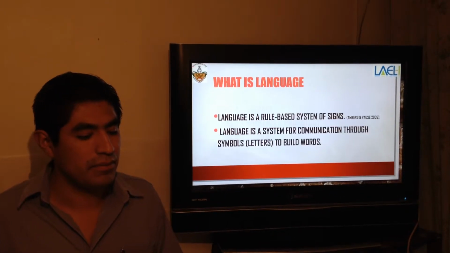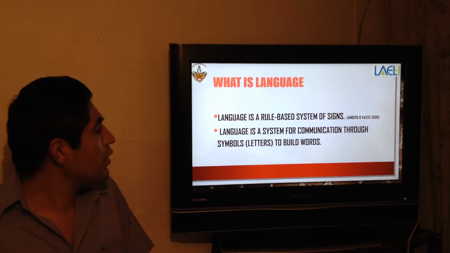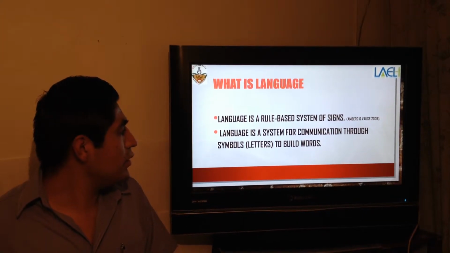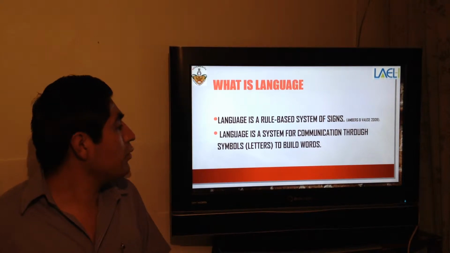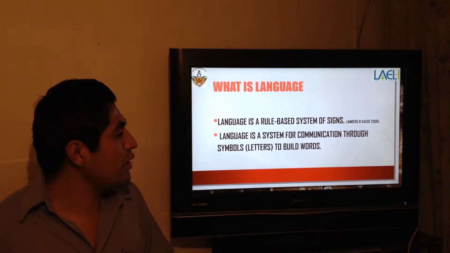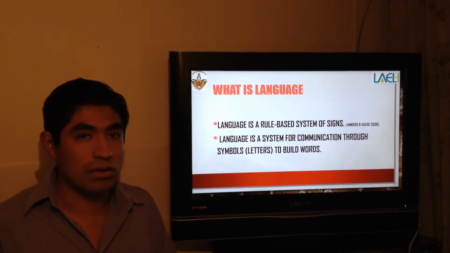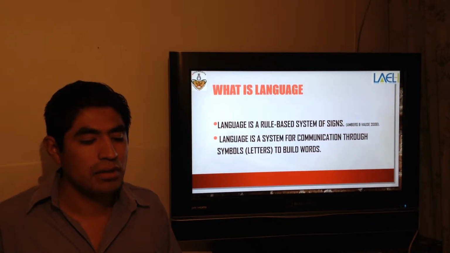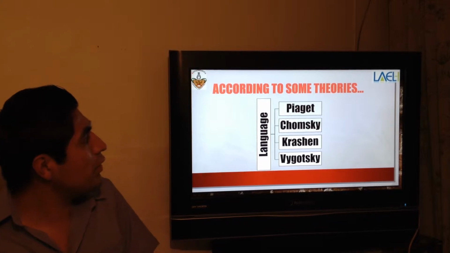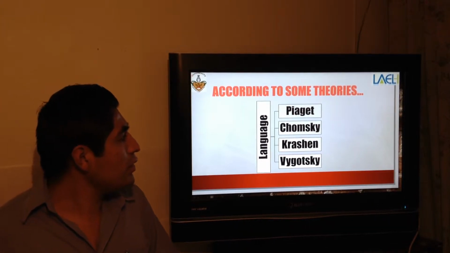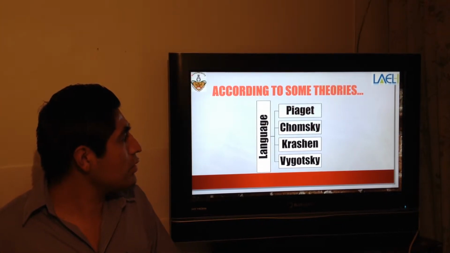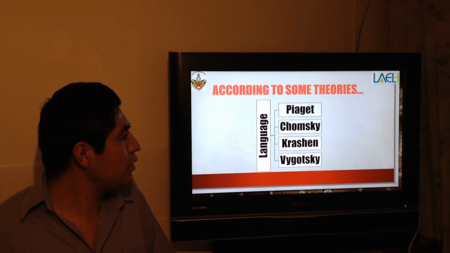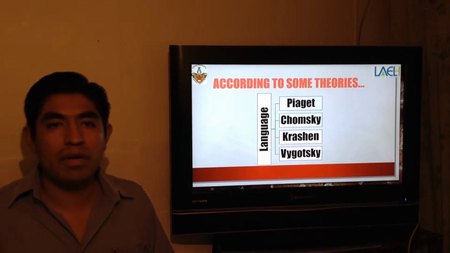Let's begin. What is language? Well, language is a rule-based system of signs. In other words, language is a system for communication through symbols or letters to build words. Let's talk about some theories. Well, in this slide I have 4 authors: Piaget, Chomsky, Krashen, and Vygotsky. Let's analyze one by one.